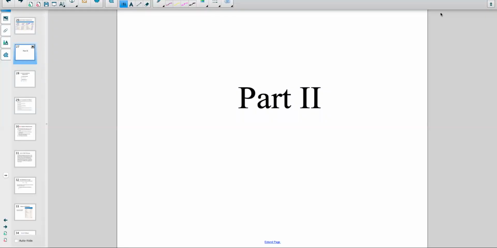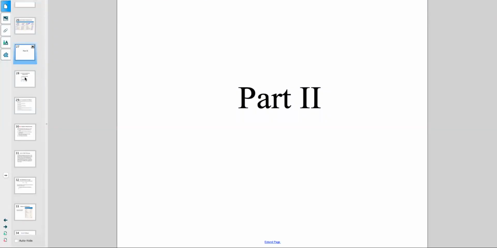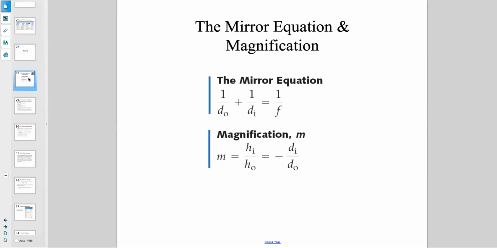Part 2 of Chapter 26. So we have a mirror equation and magnification. In mirror equations, we have 1 over dO plus 1 over dI equals 1 over F.